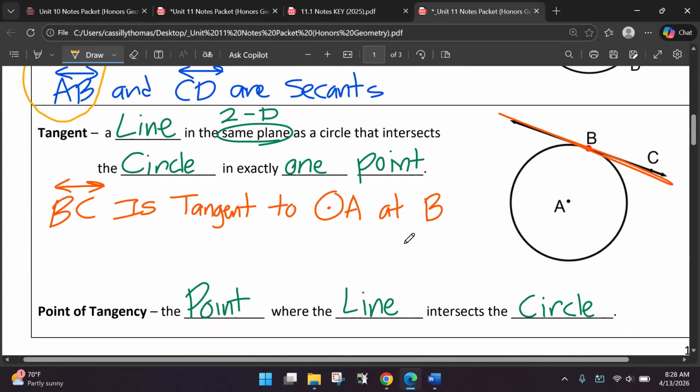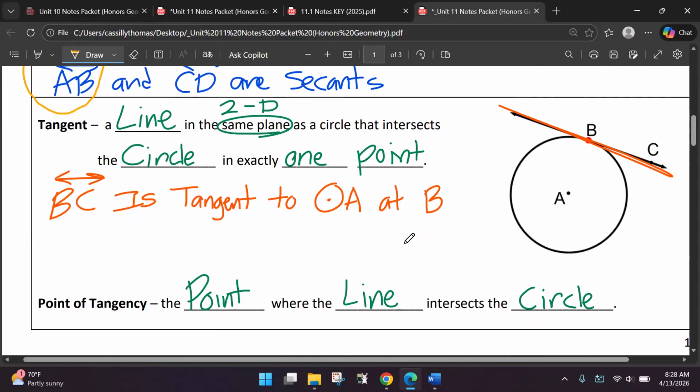And the last new one here is a tangent. A tangent, again, is a line, so it's going to go on forever in both directions, and it's in the same plane as a circle. We're not going to be doing too much 3D stuff in this unit, so just think of everything as two-dimensional. A tangent is a line in the same plane as a circle, and it's going to intersect the circle in exactly 1 point. If we look at this picture, line BC is tangent to circle A at point B. That point B, where the circle and the line intersect, is what we call the point of tangency.